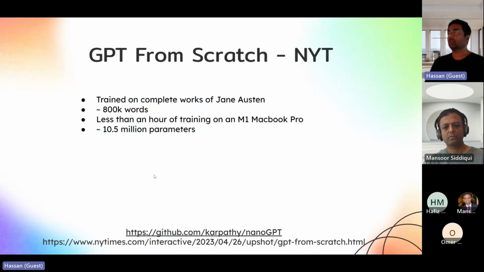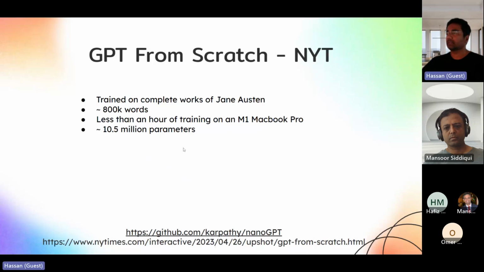What the New York Times did was they took all the works of the author Jane Austen, which is about 800,000 words, and they trained an instance of Nano GPT for less than an hour on a simple M1 MacBook Pro. And it had, for reference, 10.5 million parameters. Parameters being the weights that are attached to these neural networks. And as a general rule of thumb, the more parameters you have, the more powerful the model is, because it can build a more fine-tuned understanding of what is going on inside of that text.